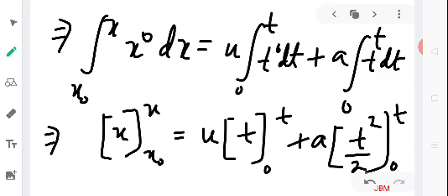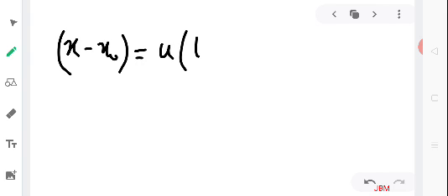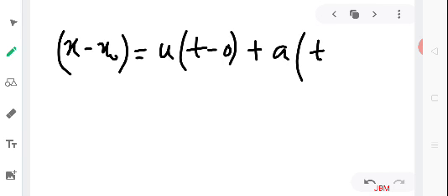How does it become t square by 2? I hope you remember t dt. This means t to the power 1, and it should become t to the power 1 plus 1 by 1 plus 1. So, t to the power 1 plus 1 means t square, and in the denominator 1 plus 1 means 2. So, t square by 2. Now, we need to substitute the limits. We will get x minus x0 equal to u t minus 0 plus a t square by 2 minus 0 square by 2.